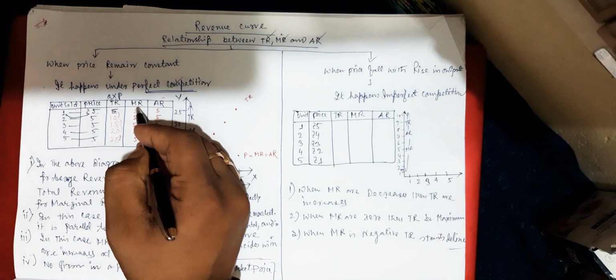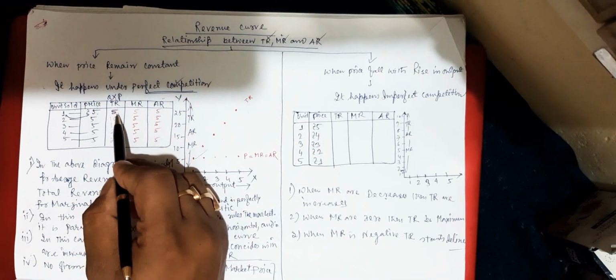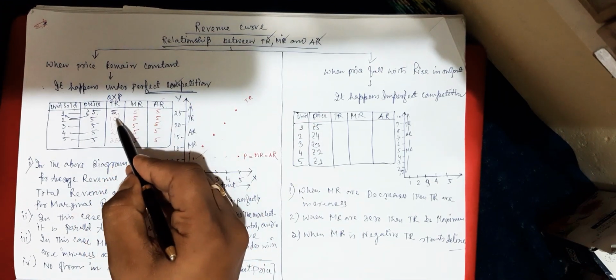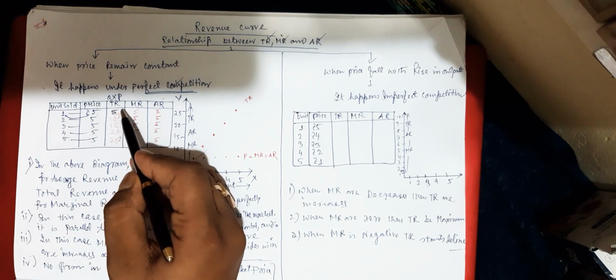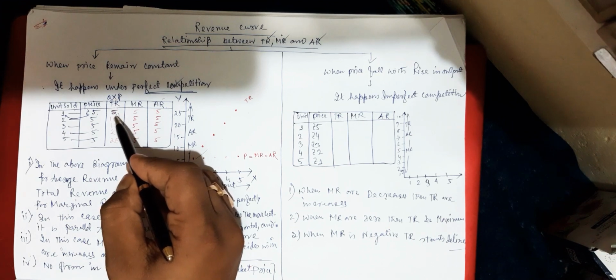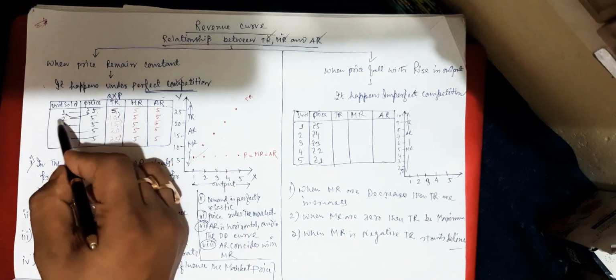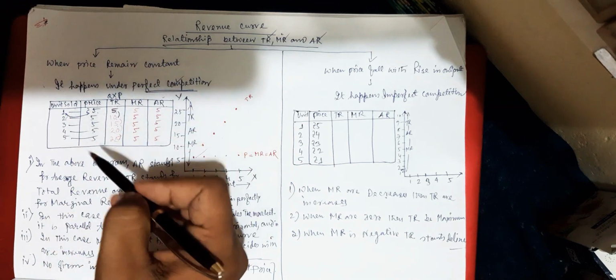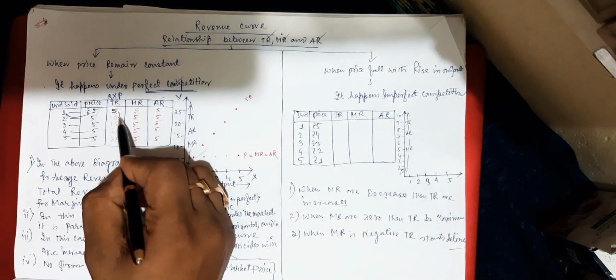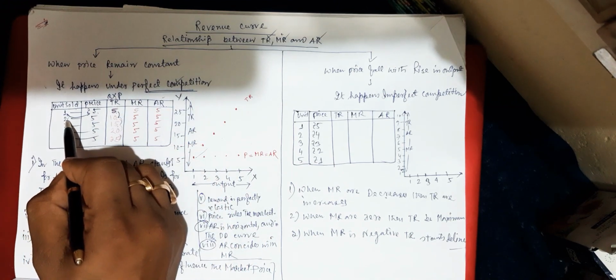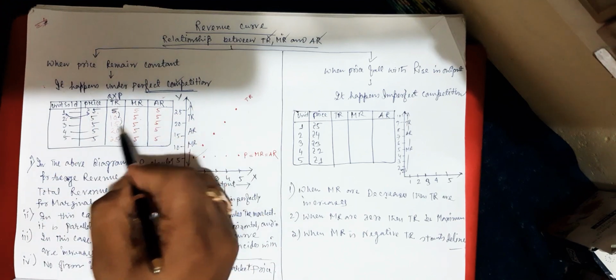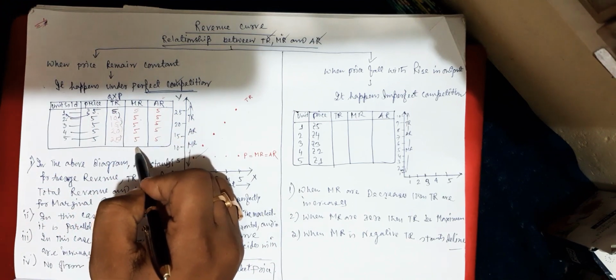Now the formula of MR that we got earlier: how could you find it? It is the difference of TR, or change in TR divided by change in units. So how much is the change in TR? 5. And how much is the change in units? 1. So 5 divided by 1 means 5. Here also 5, and 3 minus 2, 1, means 5. In this way you will get 5, 5, 5, those values.